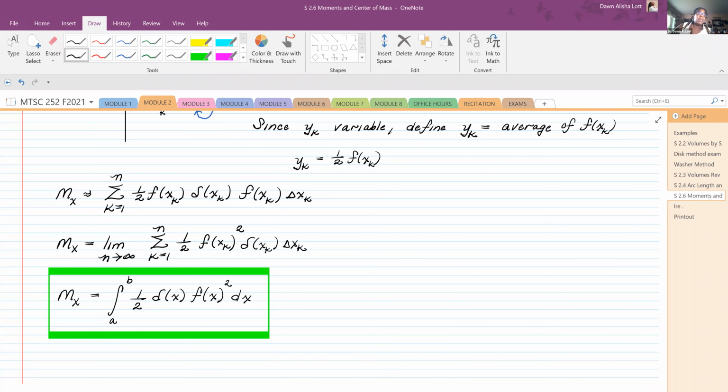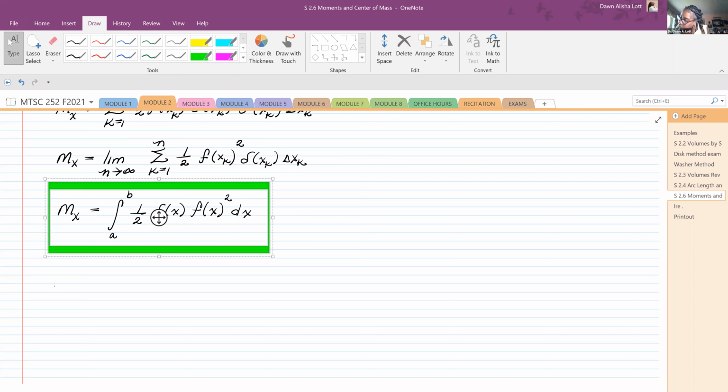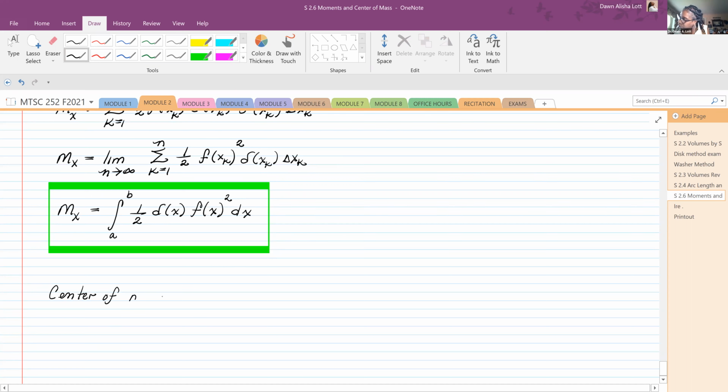And now I can say the center of mass, which is x bar, y bar, is x bar equal to My over M, and y bar equal to Mx over M, just like we said.